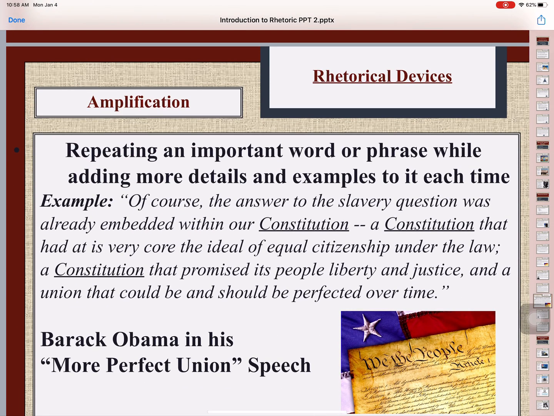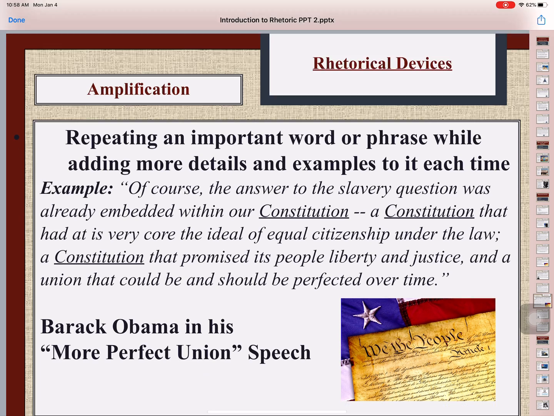All right, let's look at amplification, which is repeating an important word or phrase while adding more details and examples to it each time. This is a cool rhetorical device. Of course, the answer to the slavery question was already embedded within our Constitution, a Constitution that had at its very core the ideal of equal citizenship under the law, a Constitution that promised its people liberty and justice, and a union that could be and should be perfected over time. Barack Obama. His writers, fantastic. Amplification, write this down.